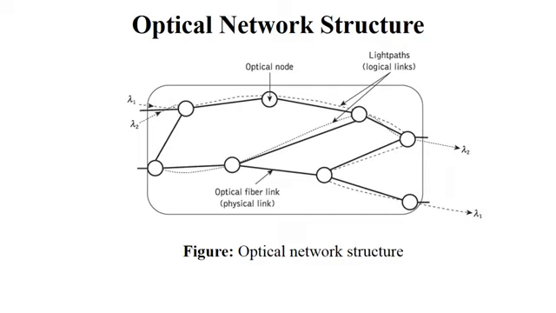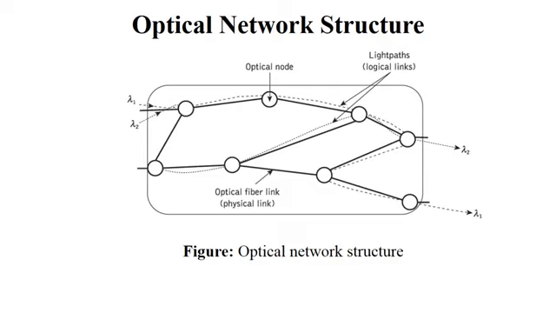Let us start with the optical node. So what is this optical node? An optical node is a multifunction element. It is always treated as an active element in the network. It can receive, it can transmit, and it can process the optical signals.